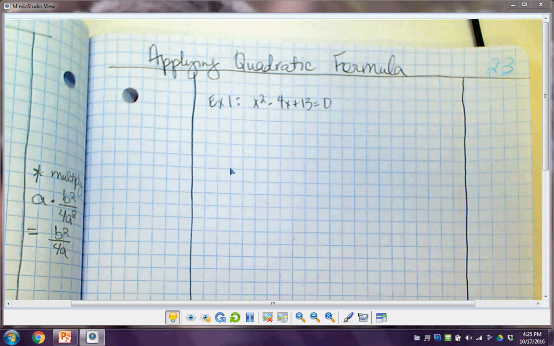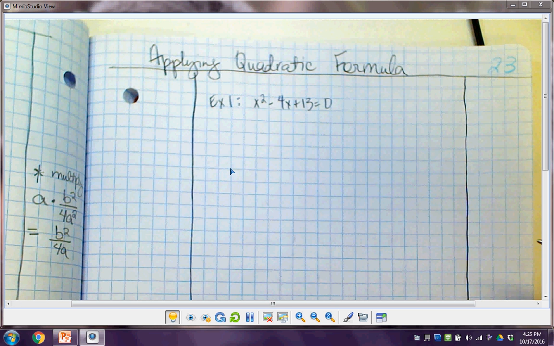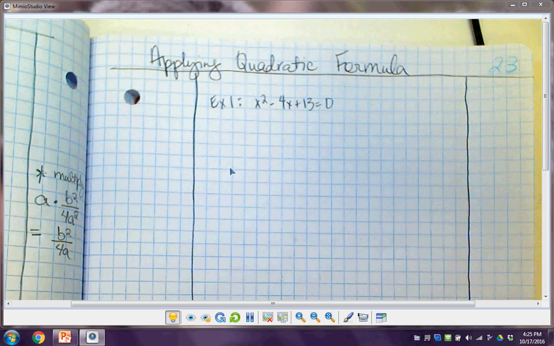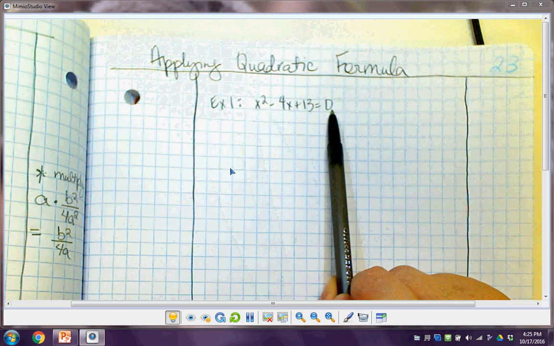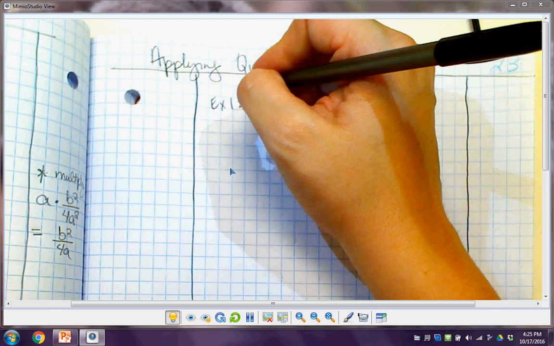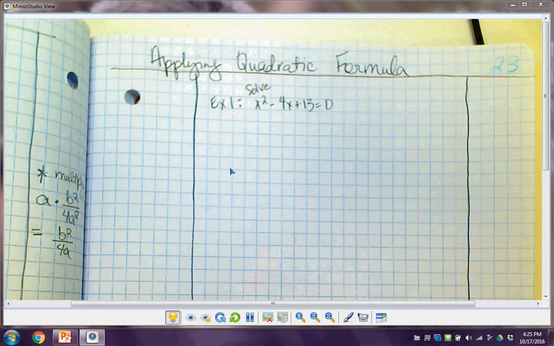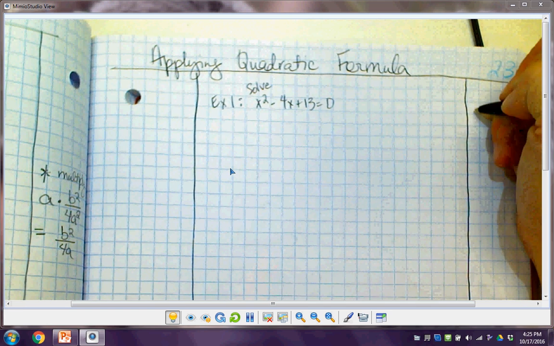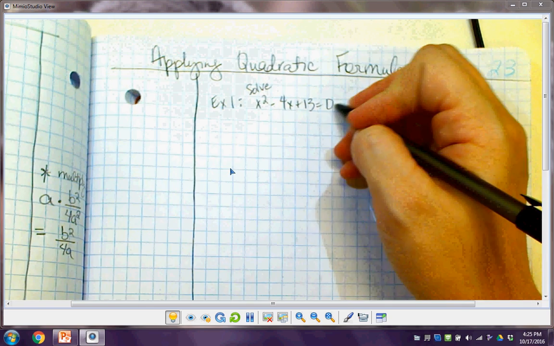Okay, so we have learned the quadratic formula, and now we need to apply it. The quadratic formula allows us to solve any quadratic equation. So here we've got a quadratic equation. I want to know what x equals. This should say solve. Okay? And the first thing is, it has to equal 0.